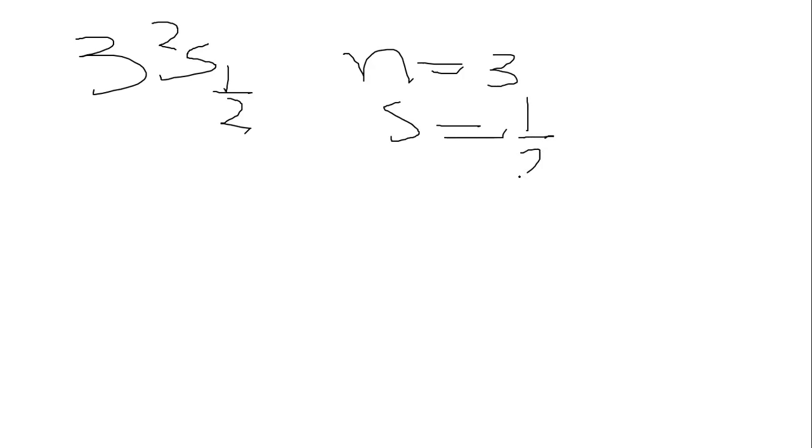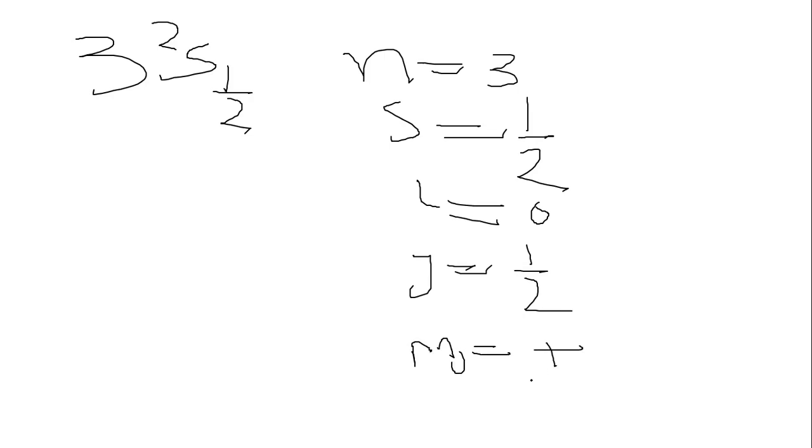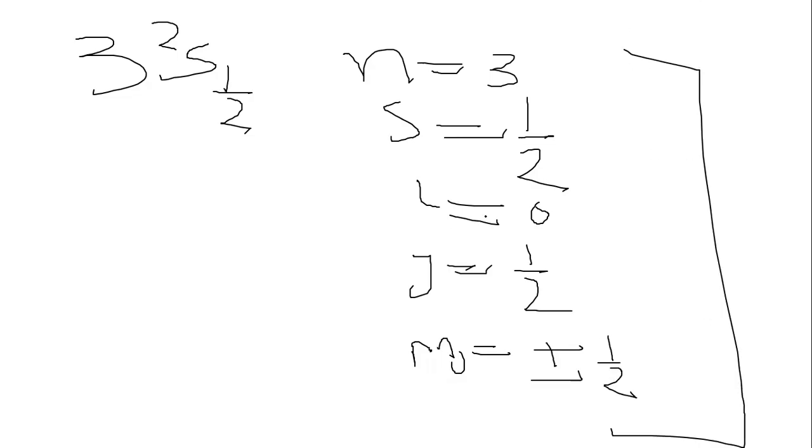So if we consider 3 2S half, then it has n equals 3, S equals half, L equals 0, J equals half, and Mj equals plus minus half. So these are the possible quantum numbers.